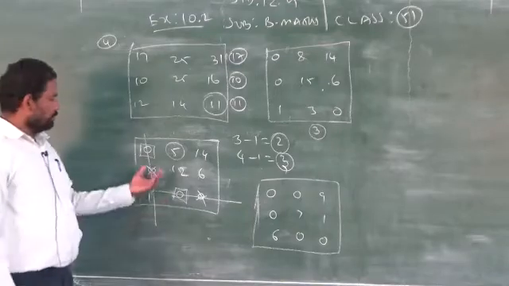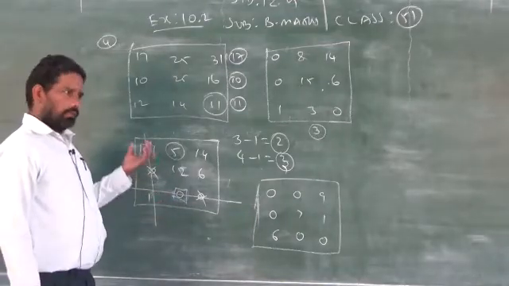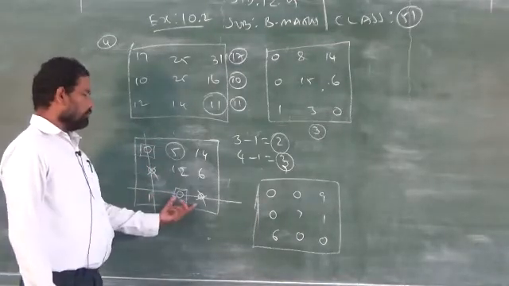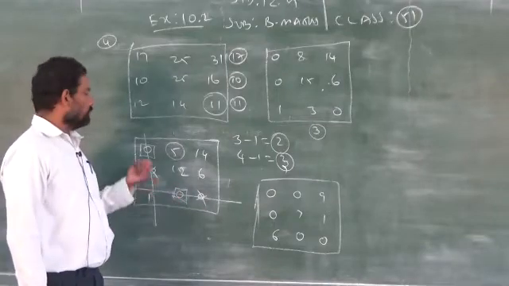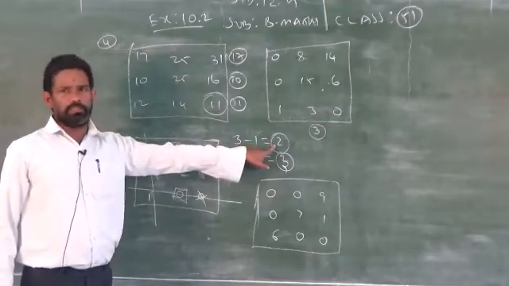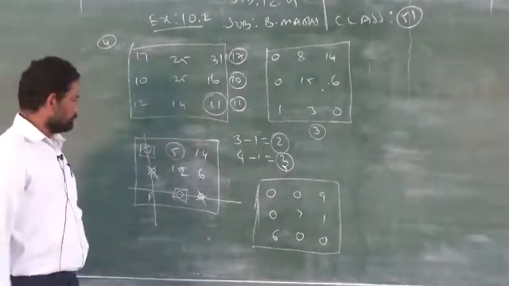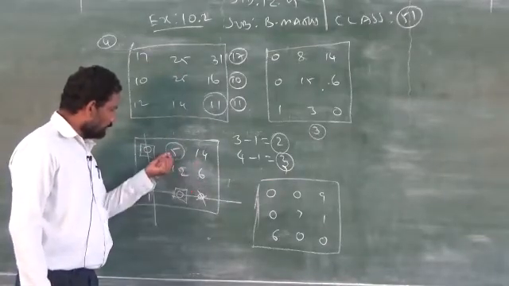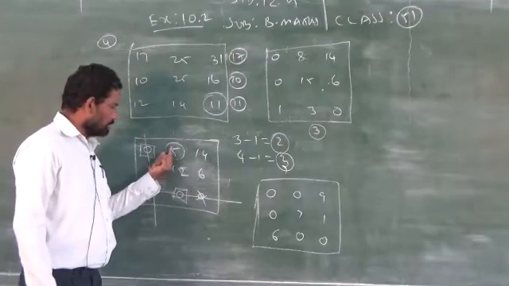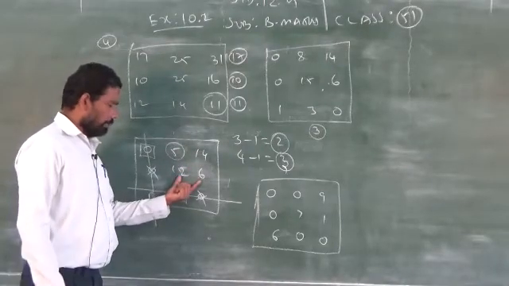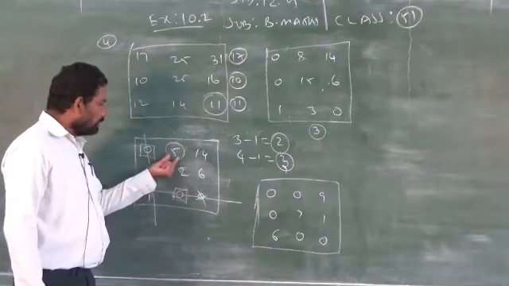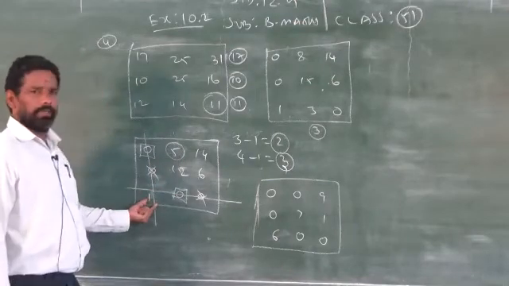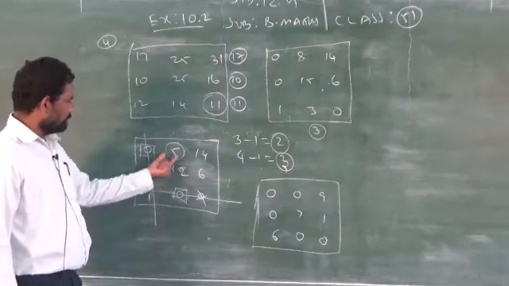Are you clear? So, you draw the line. The line should cover all the zeros. In such a way you have to use the lines. Don't use 3 lines. You have to use only 2 lines because there are only 3 rows. Now, in the remaining elements, you have to take the least one, subtract the least cost from the remaining elements in the table, and add this least cost to the intersecting point. Clear? That is 1 plus 5, 6.